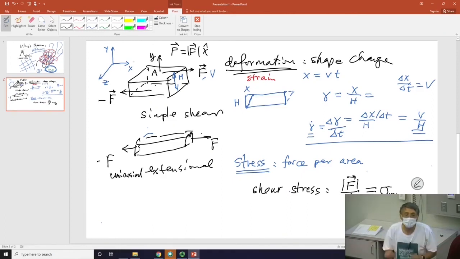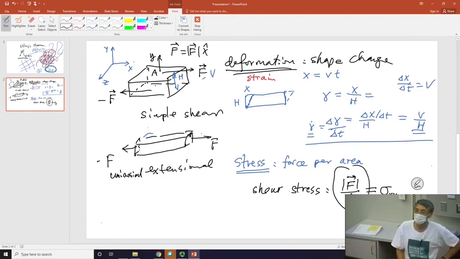But once I specify it is simple shear, then all I need is a scalar, just this quantity itself. And that's why I joke, not only do I not need a tensor, I don't even need a vector. If I remember my definition, what's left is just a scalar. Yeah?